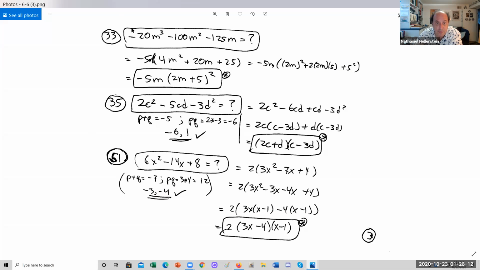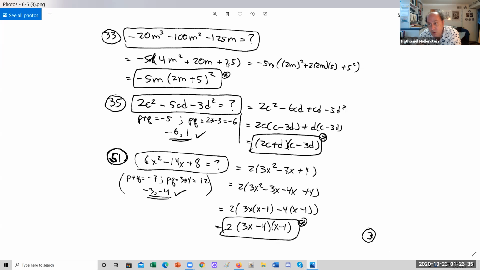All right. Minus 20m to the third minus 100m squared minus 125m. Okay, there's a common factor of -5, out it comes. There's also a common factor of m, out that comes, so minus 5m times. Divide each of these terms by minus 5m, we're left with 4m squared plus 20m plus 25.